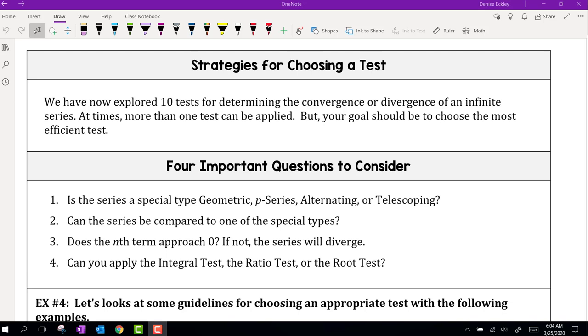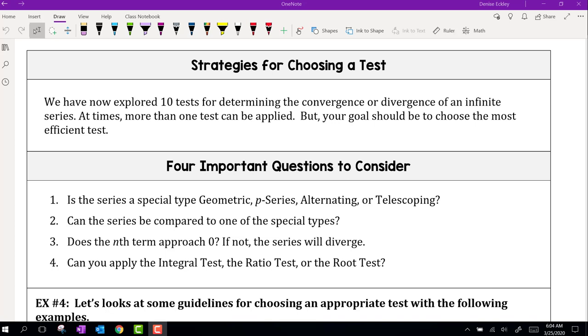This is part 2 of lesson 10.6, the ratio and root test. In this part of the lesson, now that we've gone through all the different tests that are available for determining the convergence of an infinite series, we're going to talk about how do you decide which test to use if you're just asked to determine if a series converges and it doesn't tell you what test you are to use.